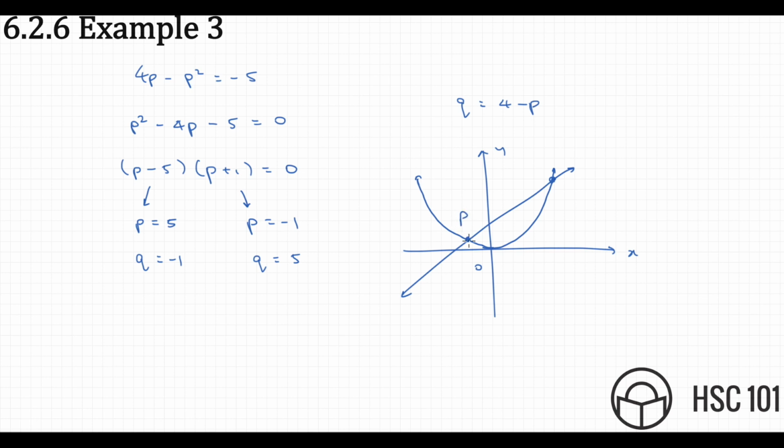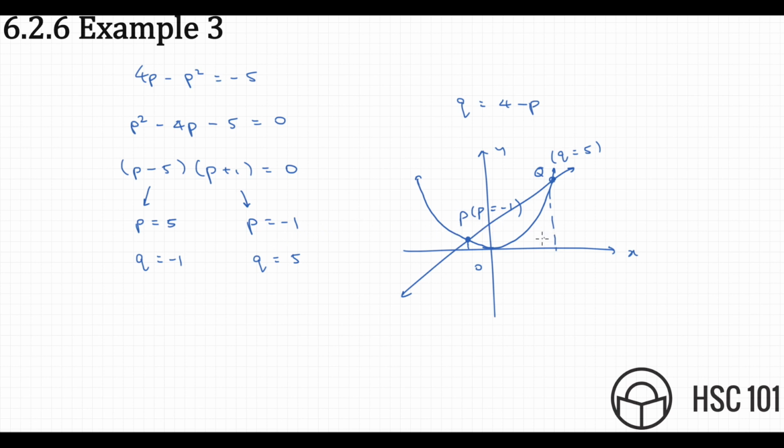If P is at this point here, then the parameter associated with this point is going to be p equals negative 1. And if Q is over here, then the parameter associated with Q is going to be q equals 5. So this point is going to be associated with q equals 5, and this point is going to be associated with p equals negative 1.